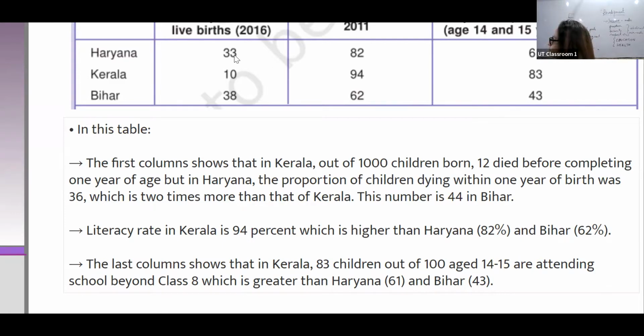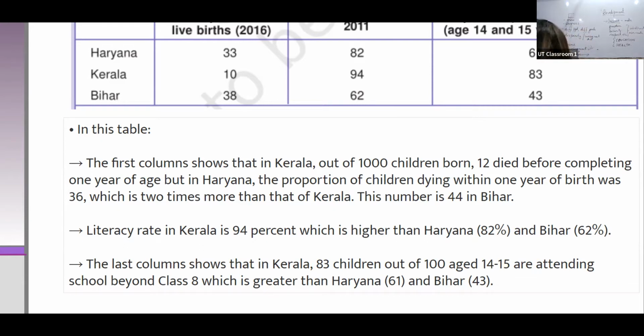Net attendance ratio means children at the secondary stage, aged 14 or 15, who are continuing with their education. Many will do their primary, especially in rural areas. They'll go to primary school maybe till the 3rd or 4th, and then they will drop out. Probably they don't have the facilities there, they have to go far away, or they are just not interested. There's nobody to push them to do that. So here, net attendance ratio in Haryana is 61, Kerala is good, and Bihar is 43.